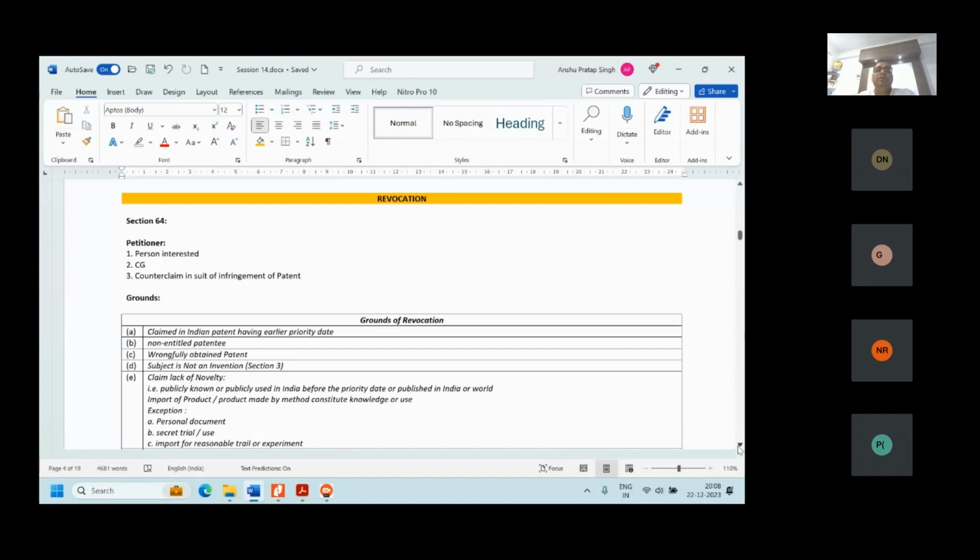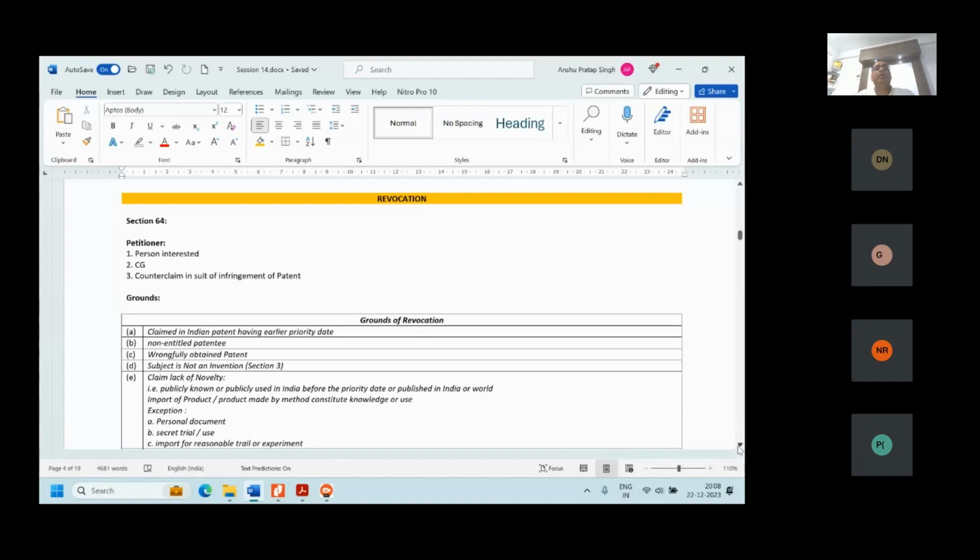Counterclaim in a suit of infringement of patent. See, this is very important. If there is a suit of infringement, revocation can be claimed, that you never had a right to the patent. This is the best defense. If you can prove that the person who is asking for the infringement and the compensation never had the right, then yes, you don't have to pay any compensation. There is no infringement if there was no right. So revocation is also used in the infringement procedure. Revocation can always be in the High Court.